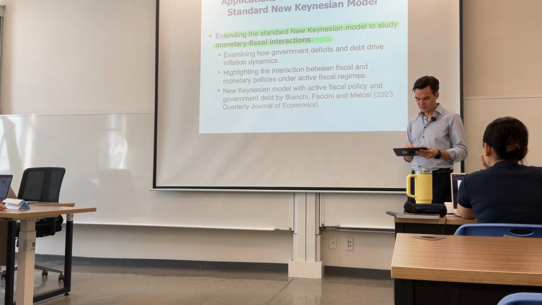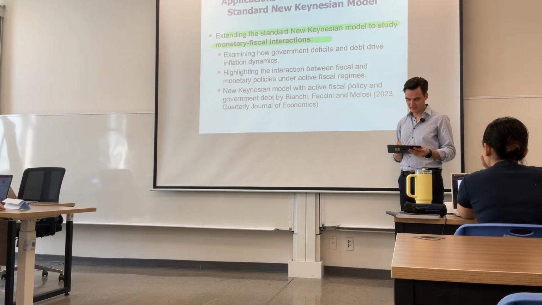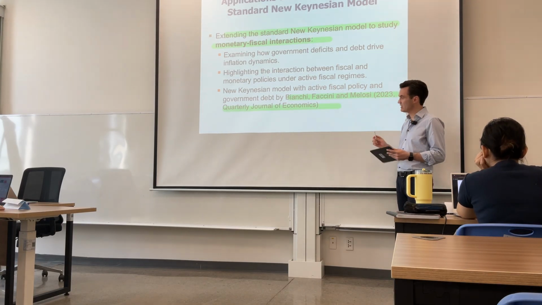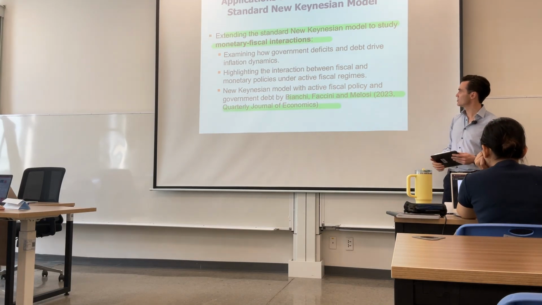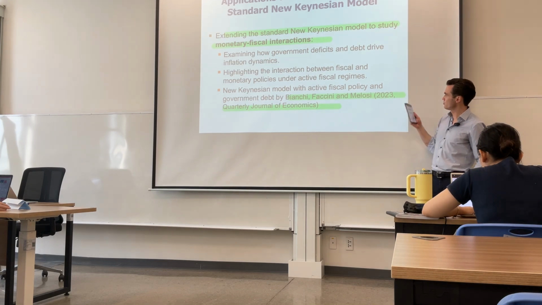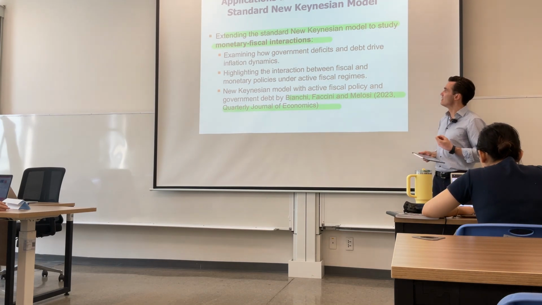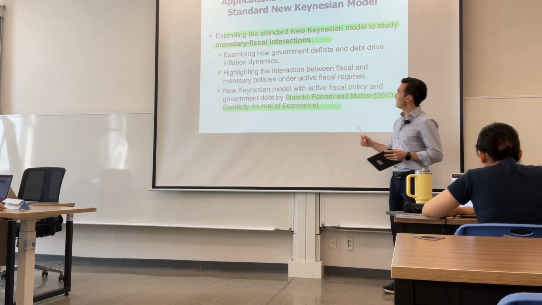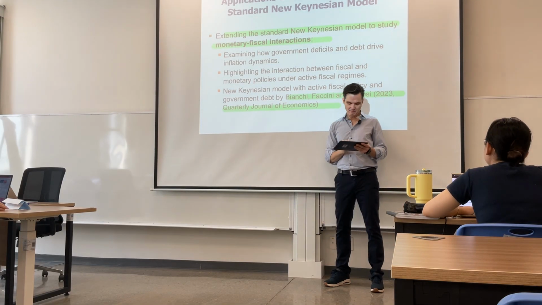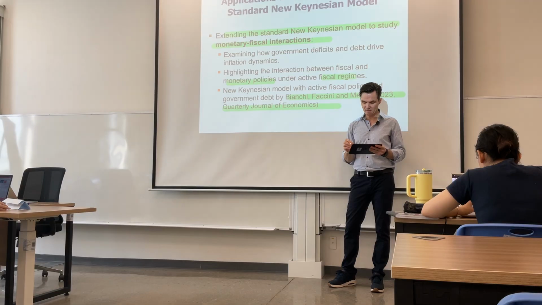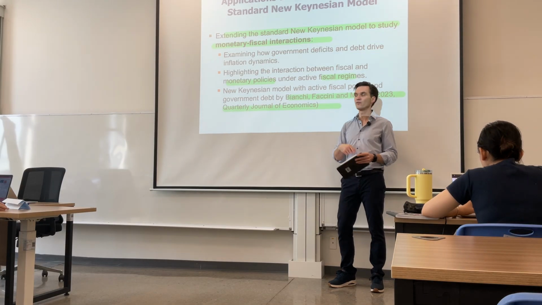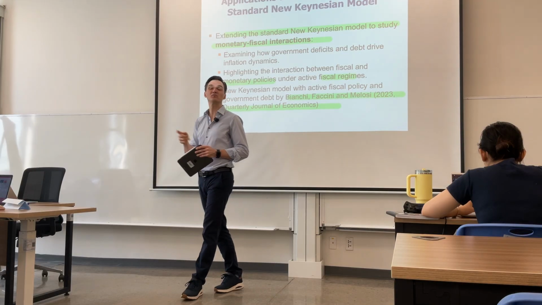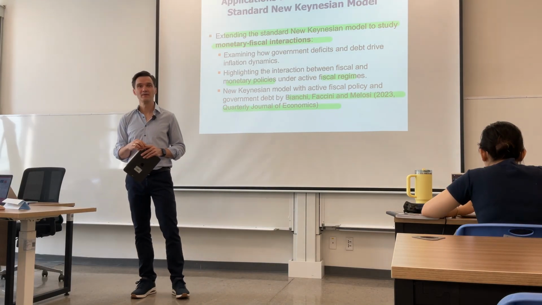And we're going to do a very famous paper here, by Bianchi, Faccini, and Melosi, published in the Quarterly Journal of Economics about 2.5 years ago. It's exactly trying to think about this setting. It's about regimes, where there is a monetary policy and a fiscal policy that are either active or passive. What exactly the words active or passive mean, we're going to learn in these papers.